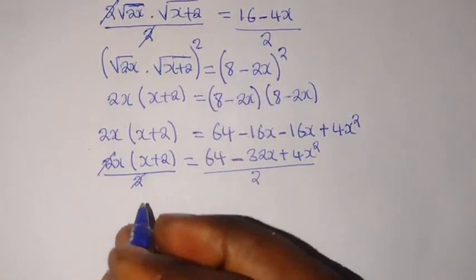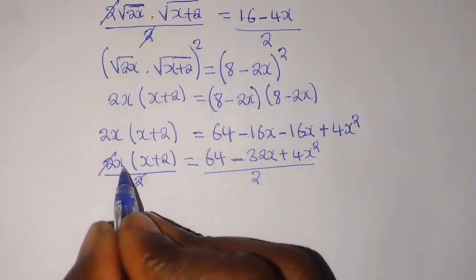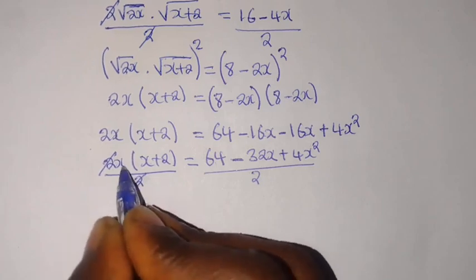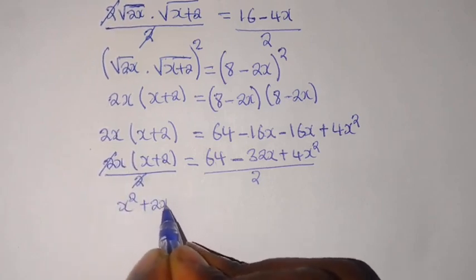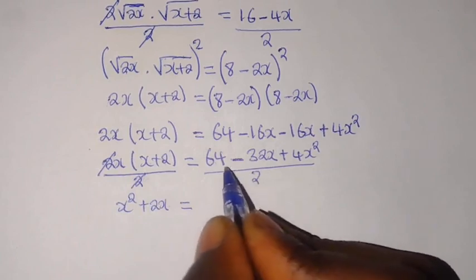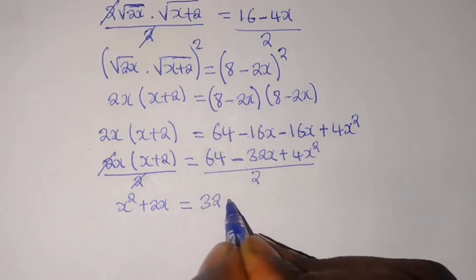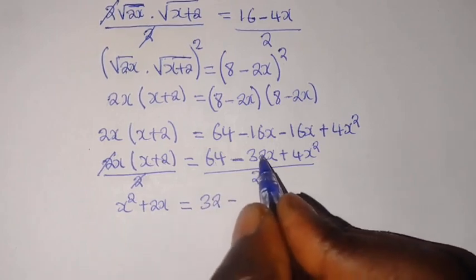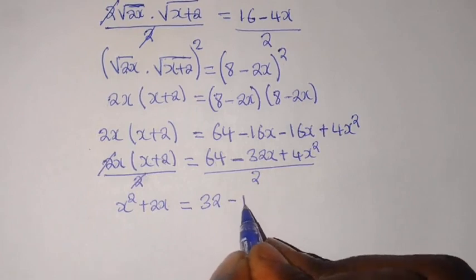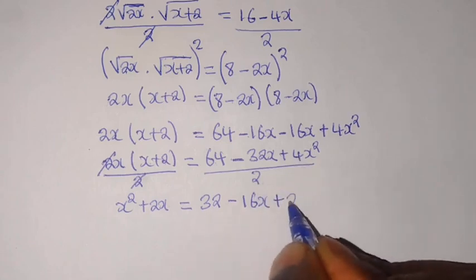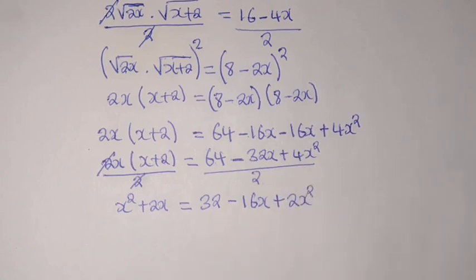So this and this will cancel. You remain with x times x, you remain with x squared. X times 2, 2x, equal to 2 into 64. This gives us 32 minus 2 into this 32, because there are many times 16x, plus 2 into 4, it's a 2. This is what we'll get.